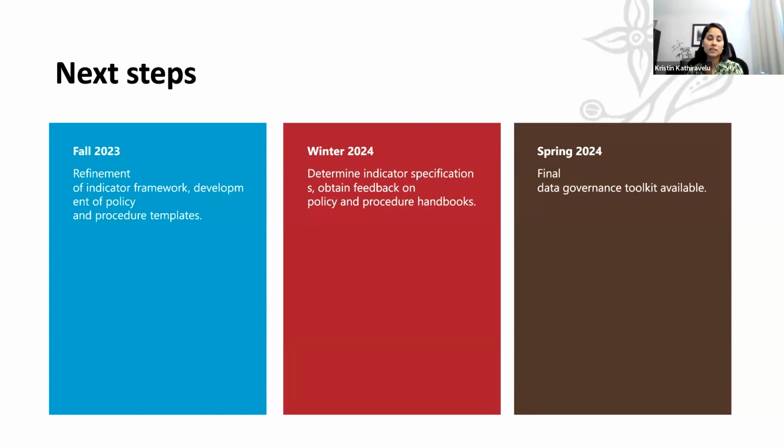Over the course of winter 2024, we'll continue to work on the specs and then obtain feedback on the policy and procedure handbooks from partners. And then we are hoping that in the spring of 2024, the final governance toolkit will be available. So that will consist, of course, of the actual data governance framework, which I'm sure you can understand is an evergreen document.